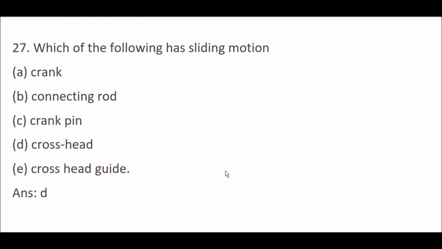Next question. Which of the following has sliding motion? Option A, crank; option B, connecting rod; option C, crank pin; option D, crosshead; option E, crosshead kite. Right answer is option D, crosshead. Okay, crosshead is the sliding motion.